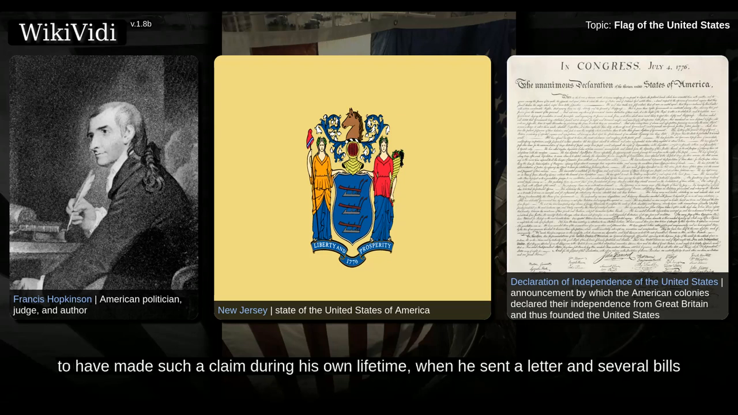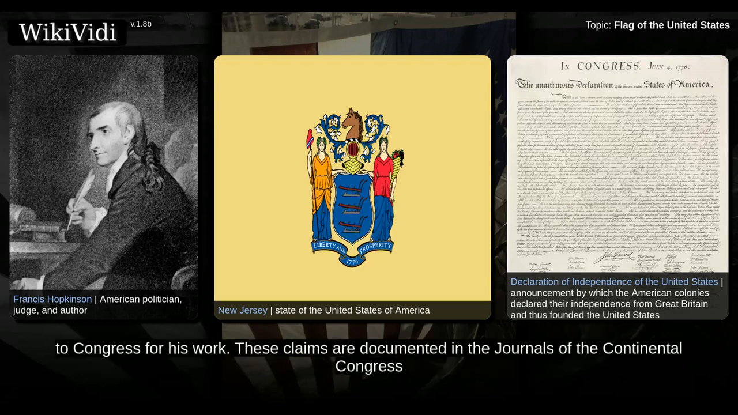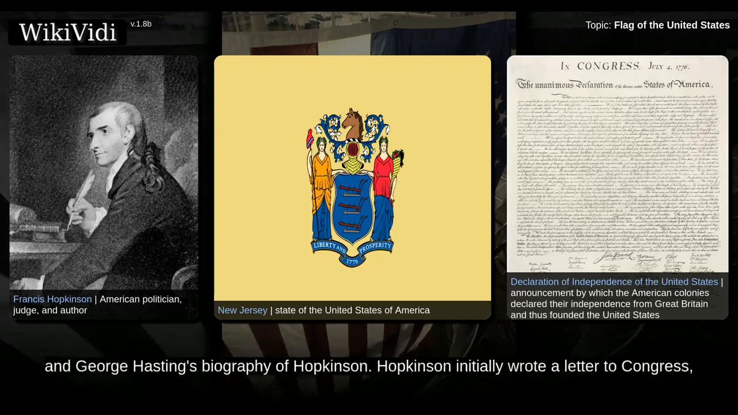Hopkinson was the only person to have made such a claim during his own lifetime, when he sent a letter and several bills to Congress for his work. These claims are documented in the journals of the Continental Congress and George Hastings' biography of Hopkinson.